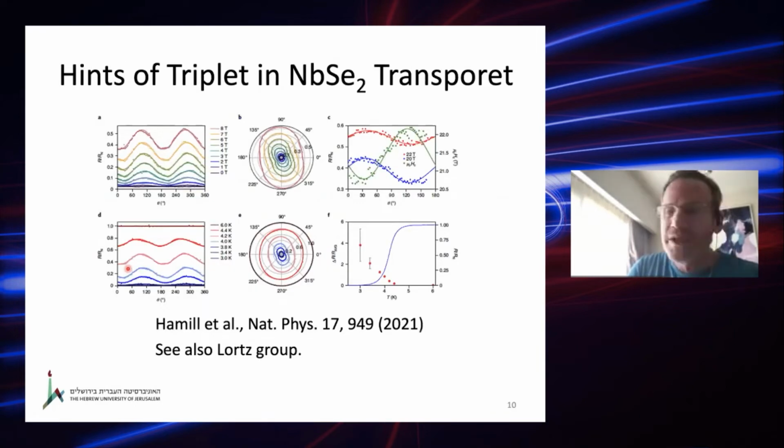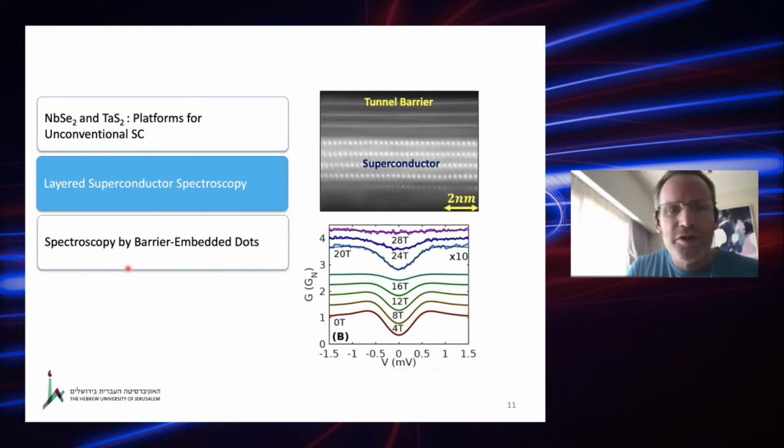And already there have been some works in the community showing that there are hints of triplet superconductivity by the group of Pribyag and also the group of Lords on thin niobium selenide at high in-plane magnetic field. So I'm going to move on and show our own results.